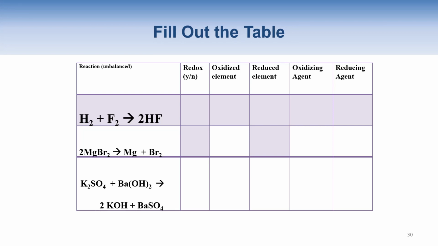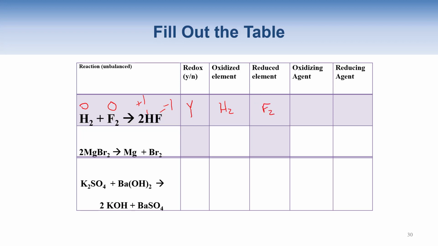Okay, so for this first one, elemental hydrogen is 0, elemental fluorine is 0. Fluorine is always -1, and the rule says hydrogen is +1, which makes sense because +1 minus 1 equals 0. Hydrogen went from 0 up to +1, so it did change, so this is a yes. Because it went up, the H2 is our oxidized element. F went from 0 down to -1. F is our reduced element.